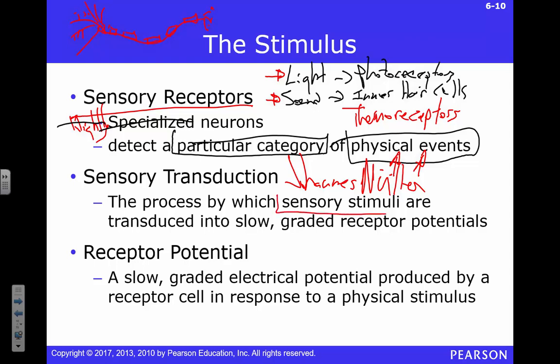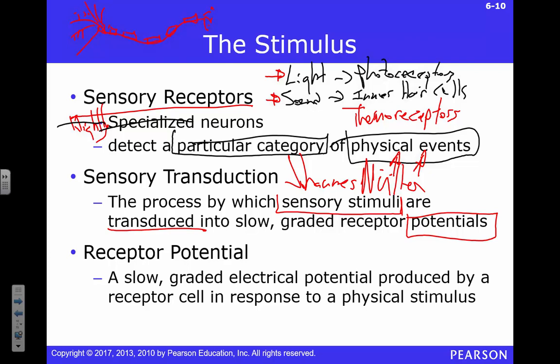So if we want our nervous system to be able to interpret this, we have to take whatever that sensory stimulus is, and we're going to transduce it, so we call it sensory transduction, into some kind of electrical signal, into a potential, right? And we call this a graded or a receptor potential, right? So that's what we're doing.